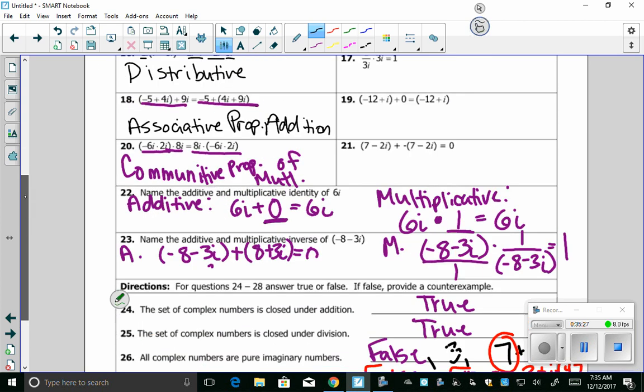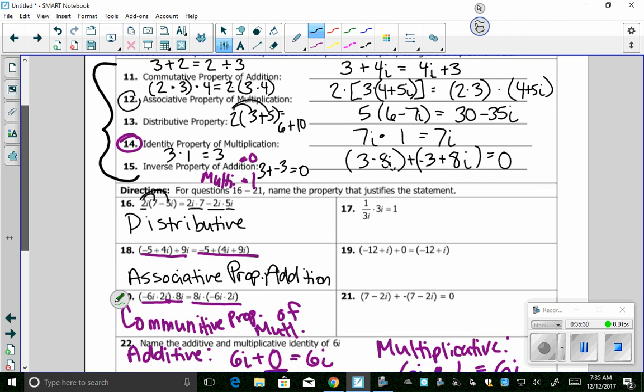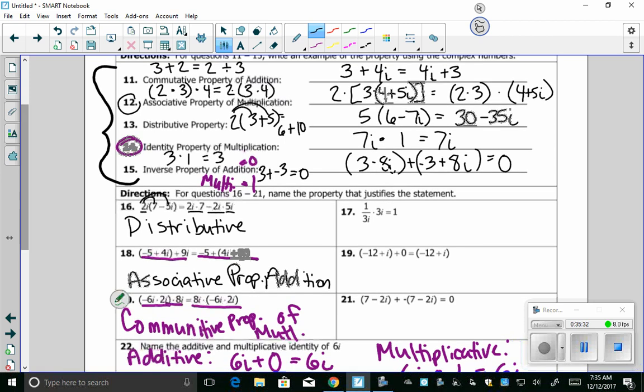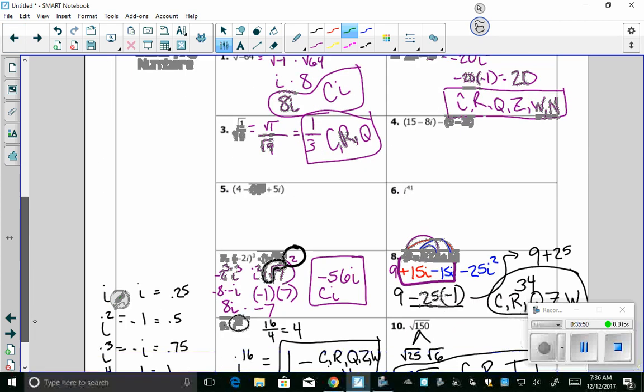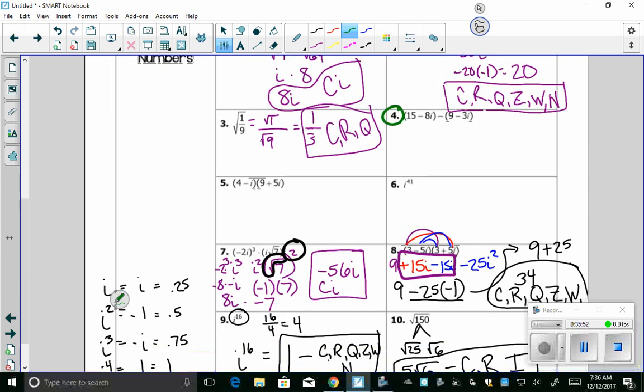I think that was it. So I'm going to just re-say what I want you to do now. Come up with your own example of these, 11 through 15. Answer 17, 19, and 21. And on the previous page, answer 4, 5, and 6. All on a separate sheet of paper. Due at the end of class.